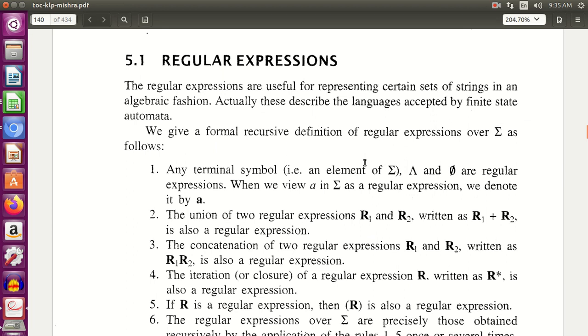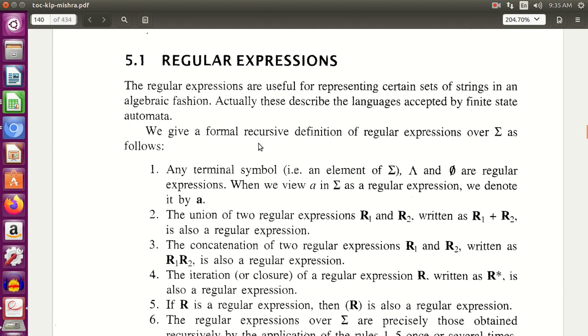Before I start, let me tell you, this is direct from the book that I have suggested all of you to refer, which is Mishra Chandrasekharan. If you open chapter number 5, you will see that we have regular expressions over there. These are some of the points that we must know regarding regular expressions. We give a formal recursive definition of regular expression over the alphabet set as follows. You won't be asked to define a regular expression ever, but you should know these things.